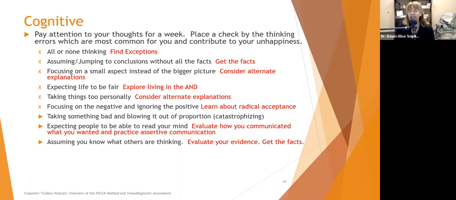Focus on a small aspect instead of a bigger picture. Encourage him to consider alternate explanations. We can look at the promotion. We can look at other things as they come up in counseling. Expecting life to be fair. Well, it ain't fair. So we will eventually talk about living in the and.